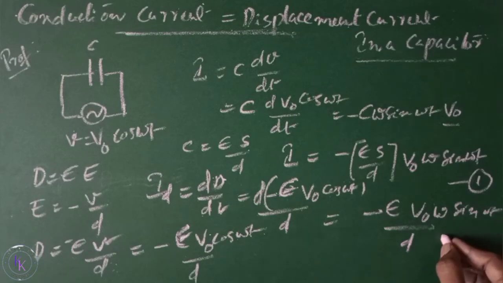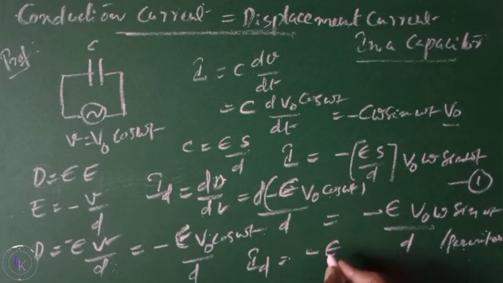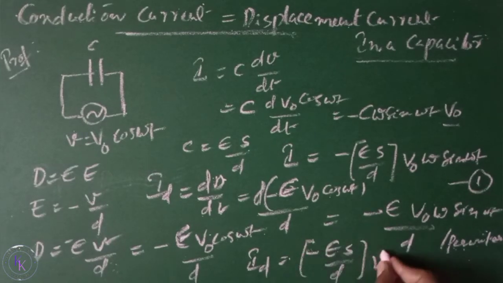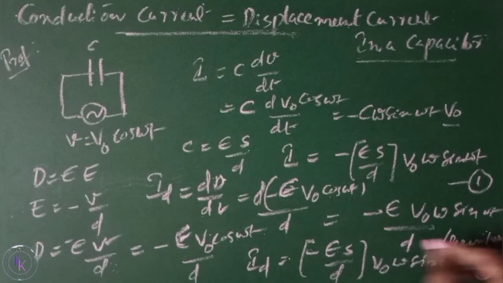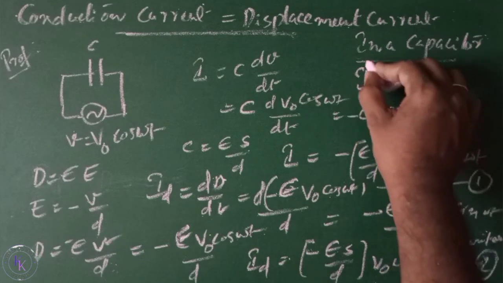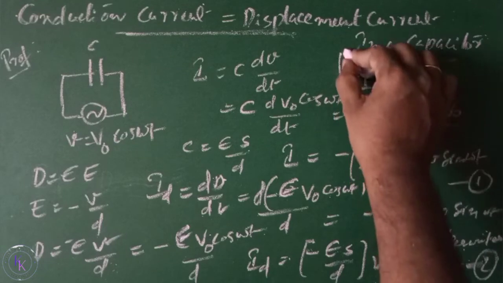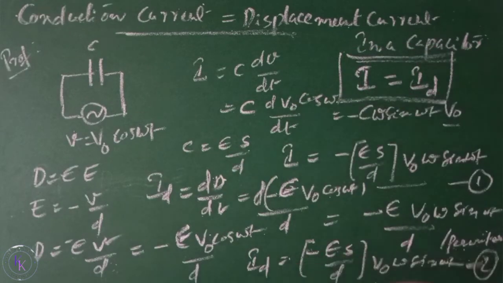d, per unit area. Now ID equals minus epsilon S divided by d, V naught omega sin omega t. Let this be equation number 2. Now by observing equations 1 and 2, the right-hand sides are equal, so we can write that the conduction current I equals the displacement current ID, hence proved in the case of a capacitor.